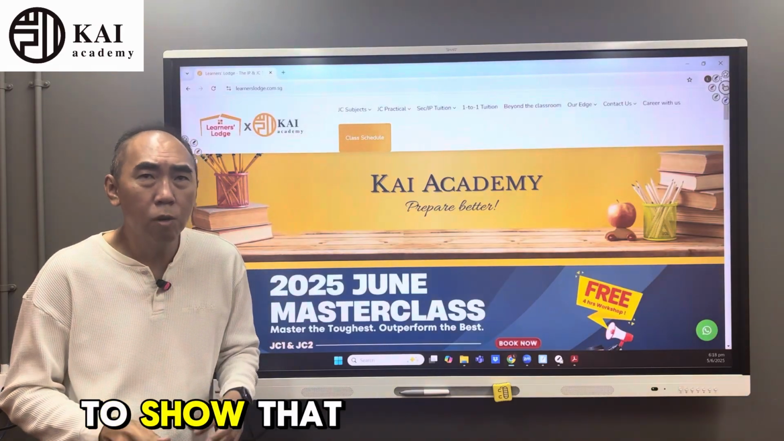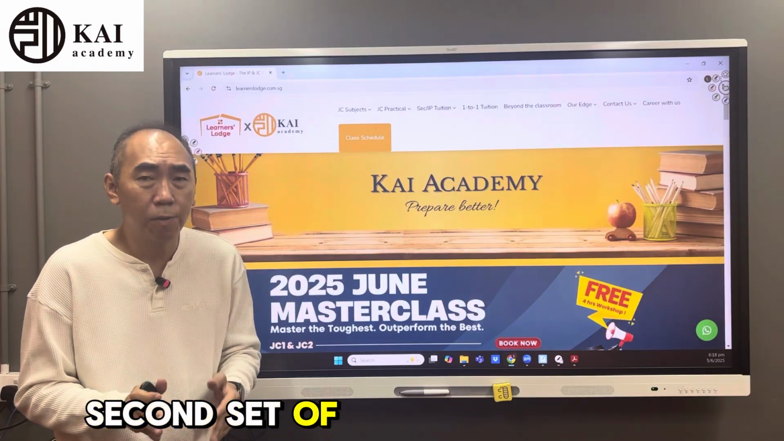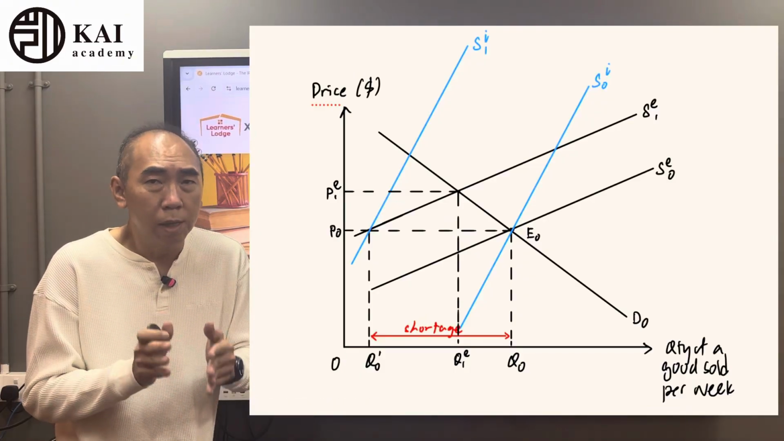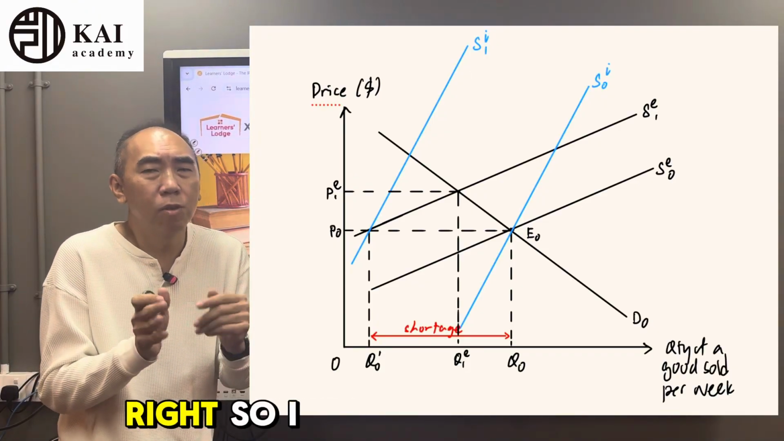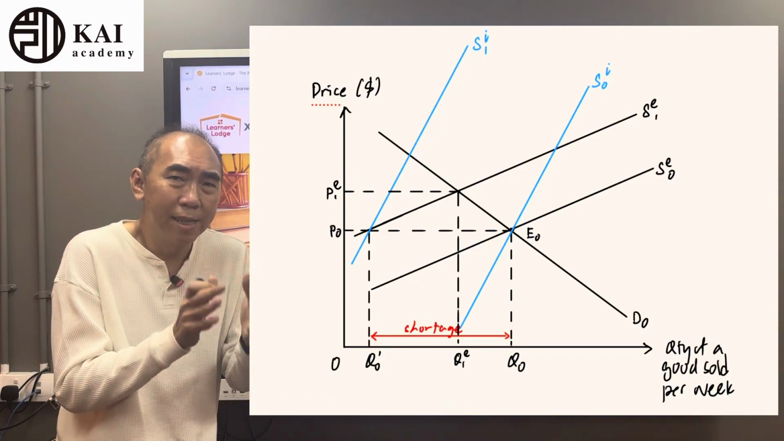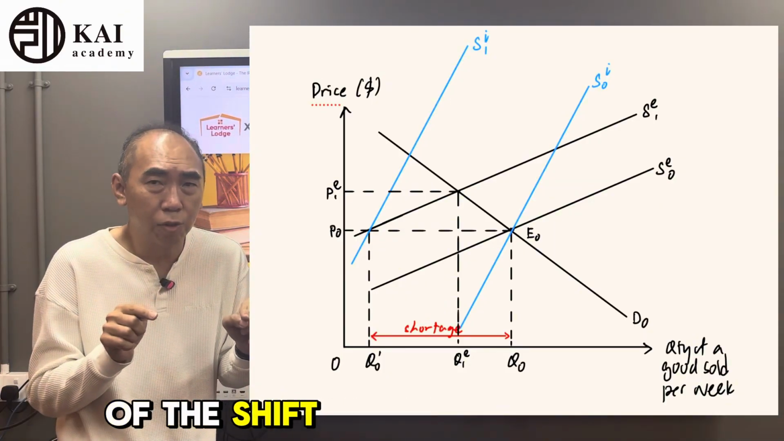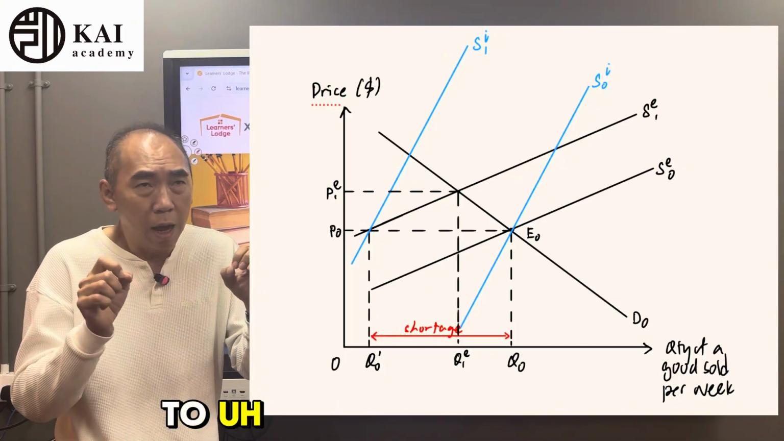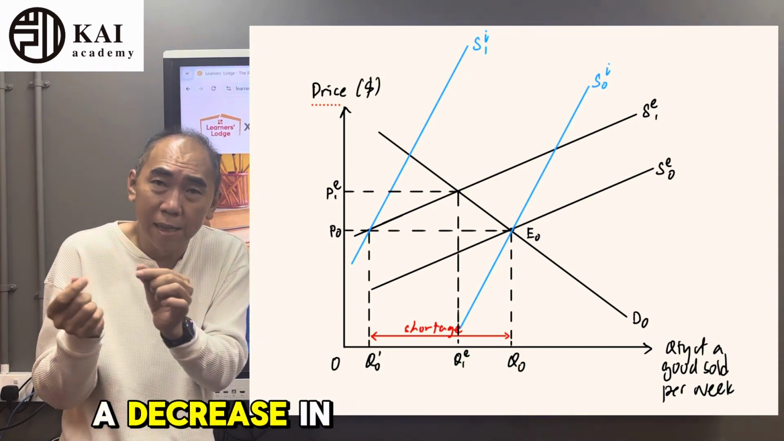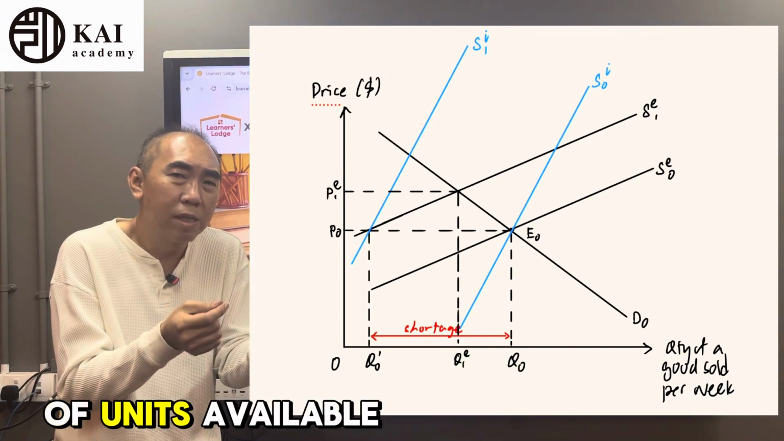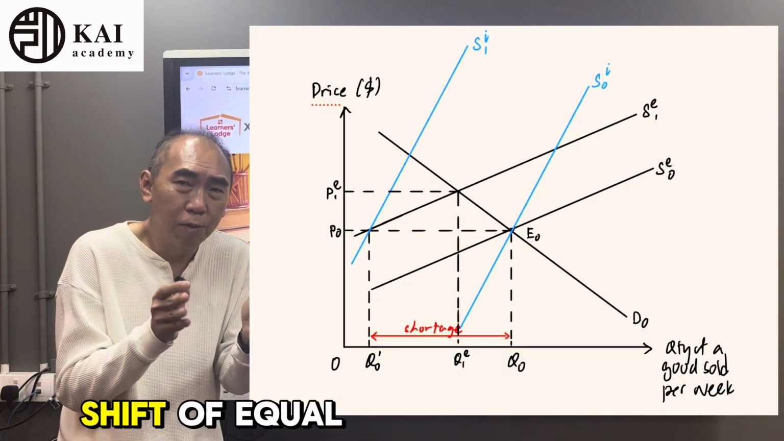Now, in order to show the PES method, I'm going to draw in a second set of supply curves that are in blue. The difference between this set of supply curves and the original set is they're steeper, so I use blue color to indicate this price inelastic supply. Notice how I've isolated the horizontal distance of the shift to be the same, because I wanted to keep the horizontal change constant. This is a decrease in number of sellers, so the number of units available at each price level should be the same. So there should be a leftward shift of equal magnitude.